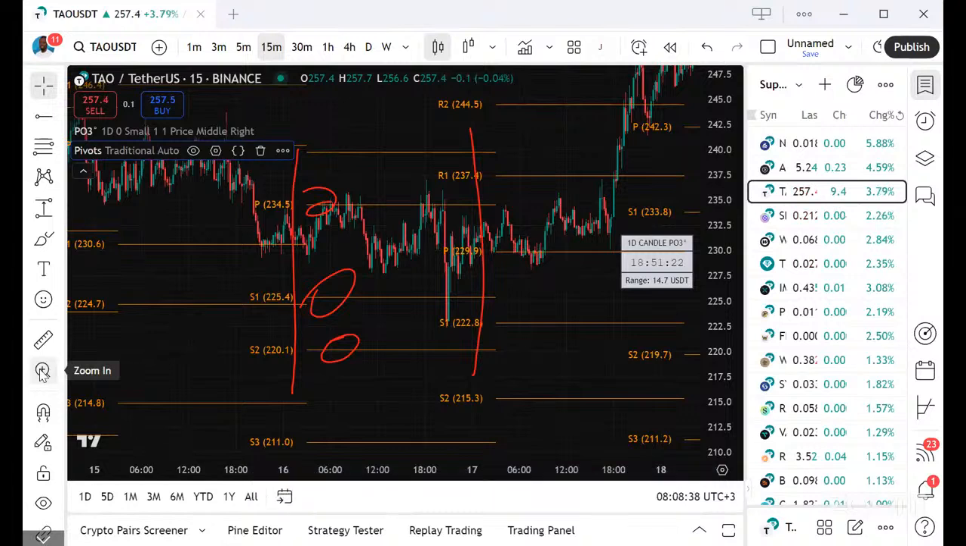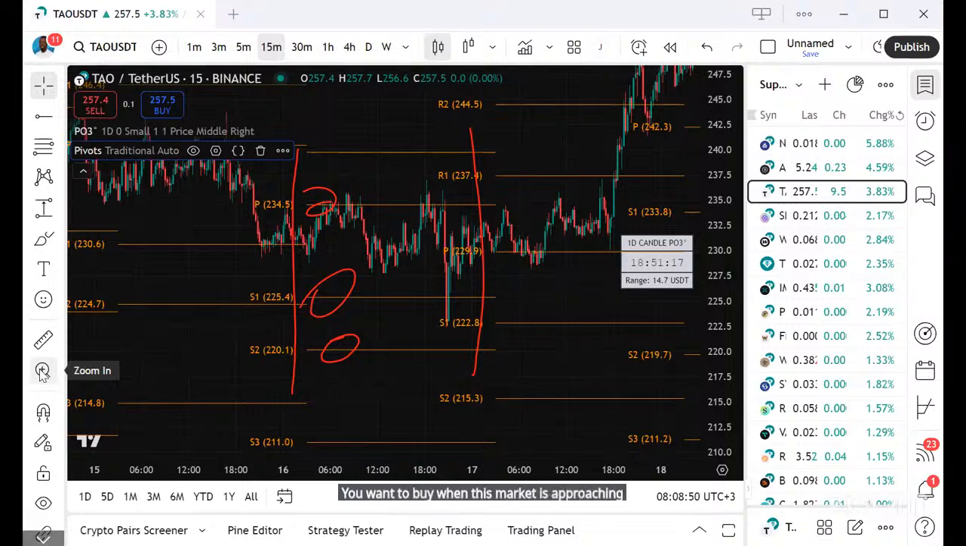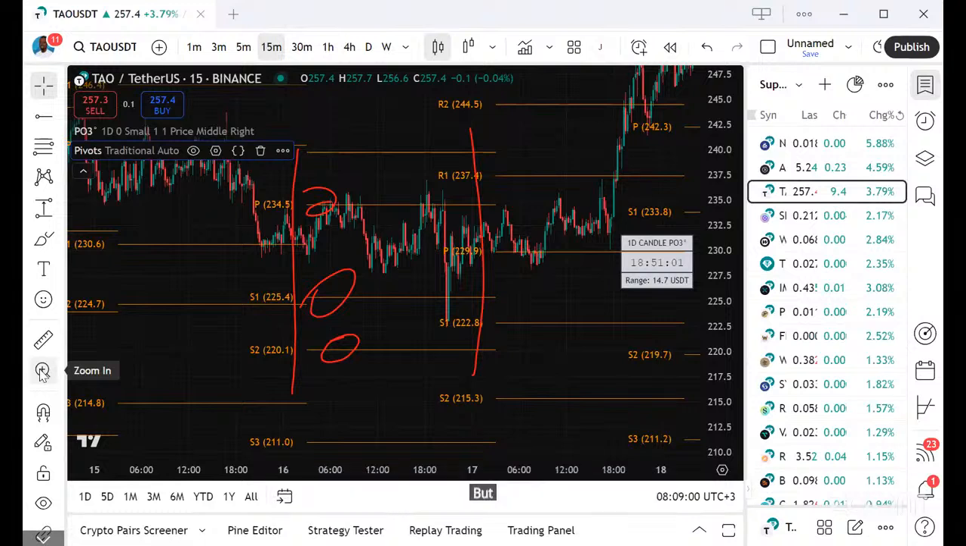You want to buy low. So when you find a coin that is moving at a cheaper price, you want to buy when this market is approaching support one or support two, because the price is approaching, showing signs of reversal. But also remember, this is not a standalone indicator.